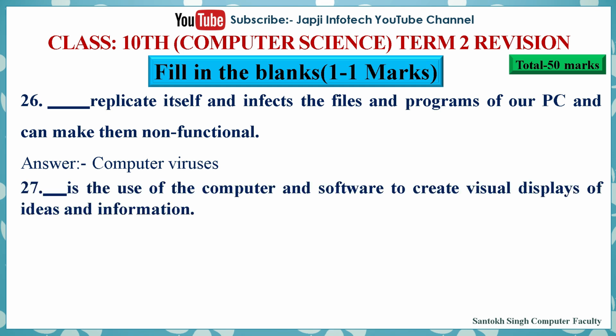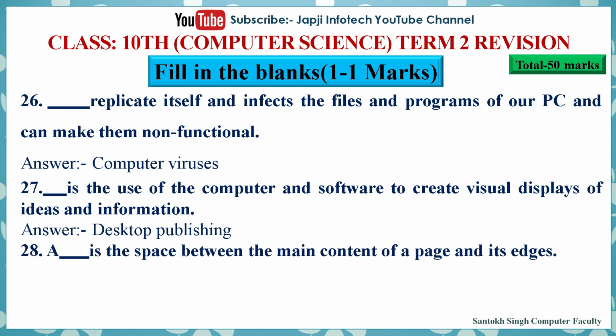27th one is dash is the use of computer and software to create visual display of ideas and information, and the answer is desktop publishing is the use of the computer and software to create visual display of ideas and information. 28th one is a dash is the space between the main content of a page and its edges, and the answer is a margin is the space between the main content of a page and its edges.